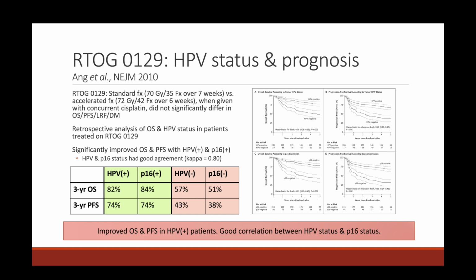P16-negative patients. So in this study, they showed that HPV and P16 status actually had really good agreement with a kappa score of 0.8. And you can see in the outcomes that their outcomes were very, very similar, right? 80s versus 50s for overall survival, 70s versus 40s for progression-free survival. And this study really showed that there was significantly improved survival and progression-free survival in HPV-positive patients. Also showed that really good correlation between HPV status and P16 status.